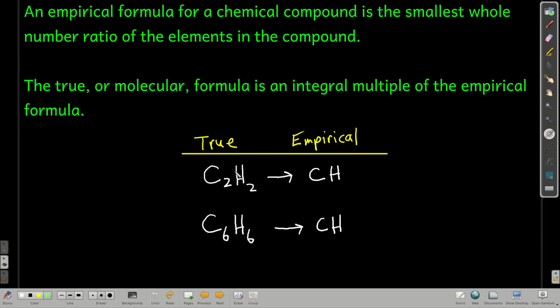What do I mean? Well, these are two molecular formulas. This is acetylene, this is benzene. Both of these have the same empirical formula. In acetylene, the smallest ratio of the numbers of elements, carbon to hydrogen, is 2/2, which is 1:1. And in benzene, it's also 1:1. So that's what empirical and true formulas are.